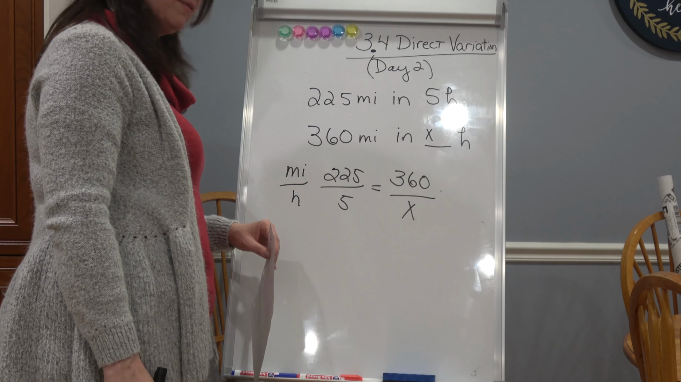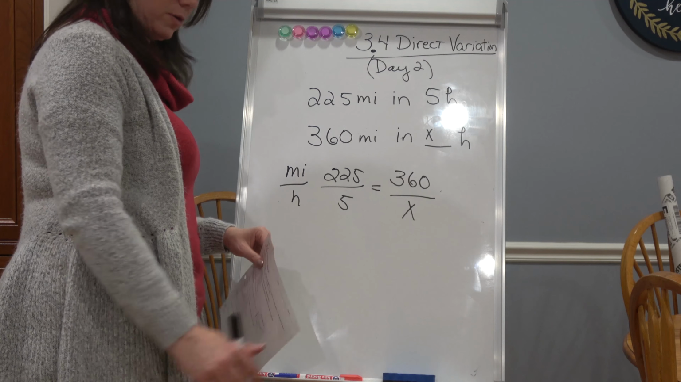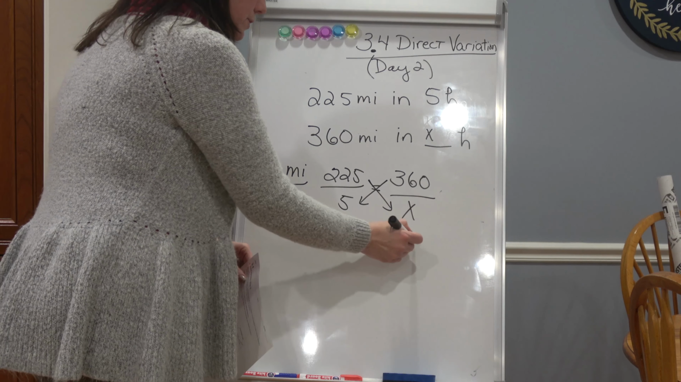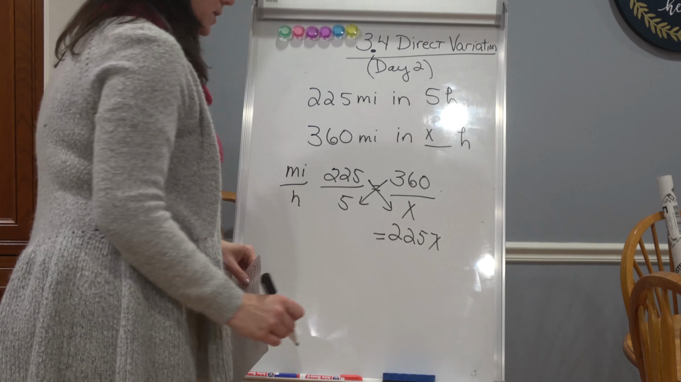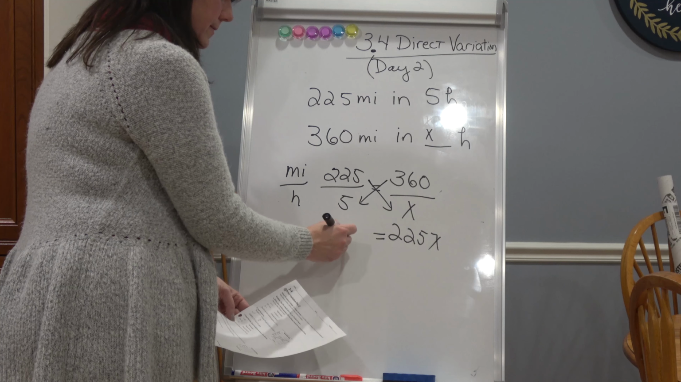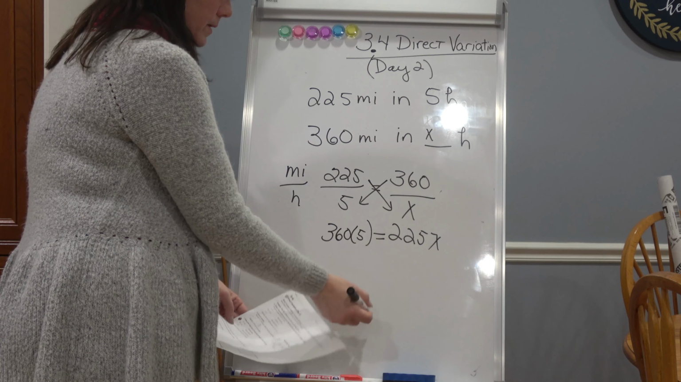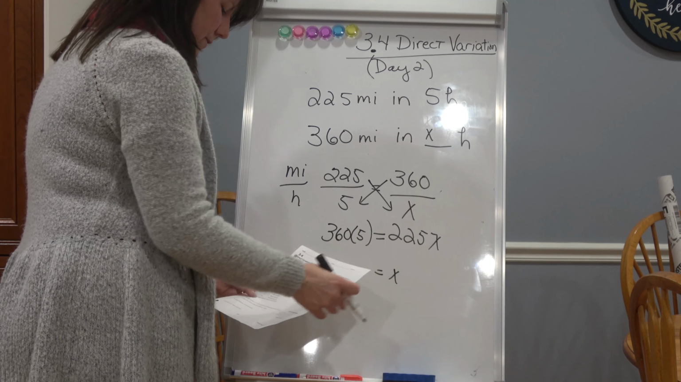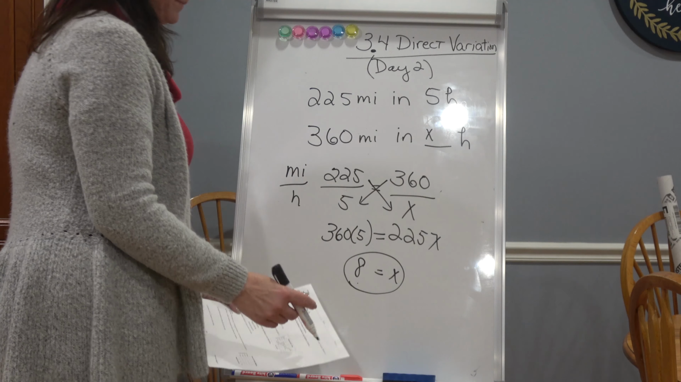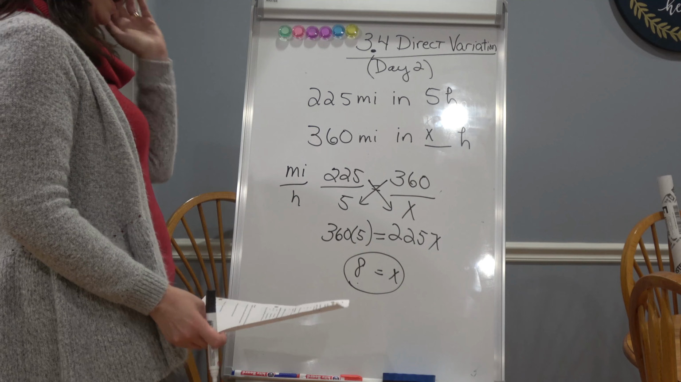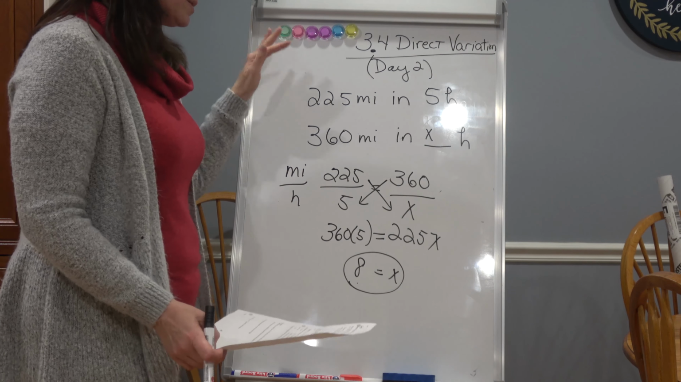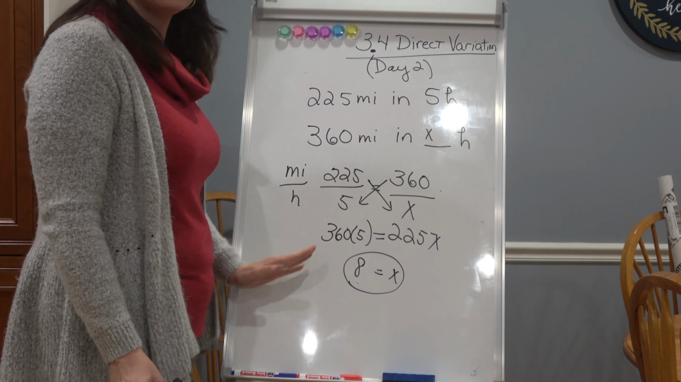How would we solve it? You're right, cross multiply. So you have 225x equals 360 times 5. And in the end you'd get the same answer. You'd get x equals 8, which is really the time. Now, I'm talking about this right now because I want you to know that you can still solve those problems like this.